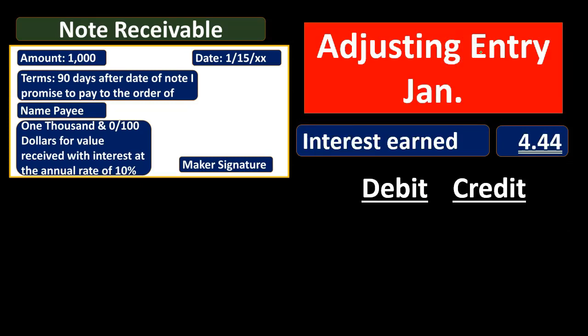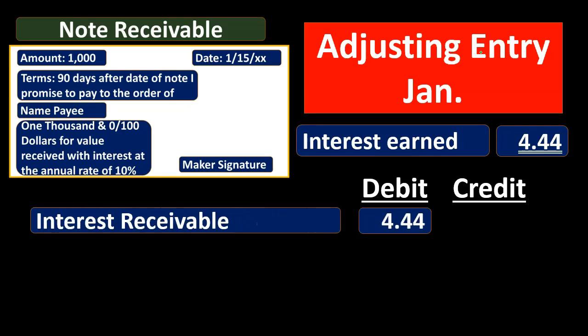So to record the adjusting entry, we'd have to say that we have interest receivable of this $4.44. In other words, at this point in time, we have the notes receivable already on the books when we first recorded this at $1,000. And we're not going to record this amount in the receivable itself. We're not going to say the receivable is $4,004.44. What we're going to do is make another account called interest receivable, and that's where we're going to accumulate the interest, which is related to this note.